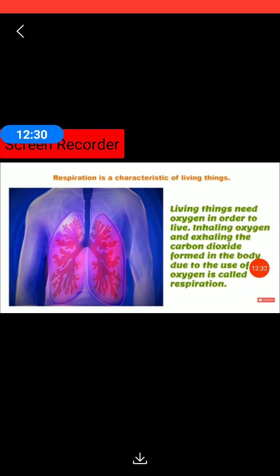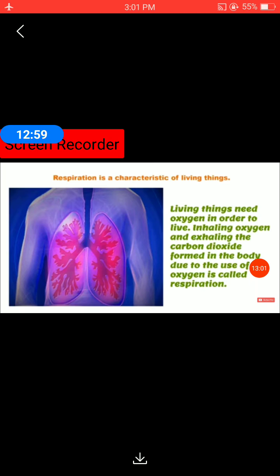Now we are going to study the respiration process, how respiration takes place in human beings. Living things need oxygen in order to live. Obviously we people need oxygen to live. Now how will they breathe? They will inhale the oxygen from outside, and they will exhale the carbon dioxide. Giving out the carbon dioxide formed in the body due to the use of oxygen is called respiration.